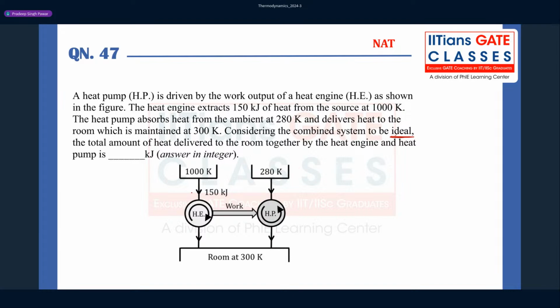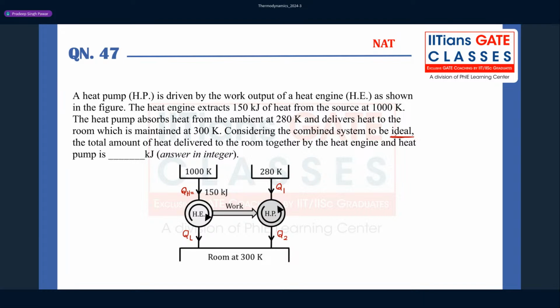Now let us say like this. The heat taken by the heat engine from the 1000 Kelvin source, let me designate it as QH. Heat rejected to the room, we say it is QL. Similarly, heat extracted from the low temperature source, let us say it is Q1, and rejected to the room, let us say it is Q2. Since the entire combined system is ideal, what does ideal mean? That means the system is free from all irreversibilities. There are no irreversibilities present in the system.